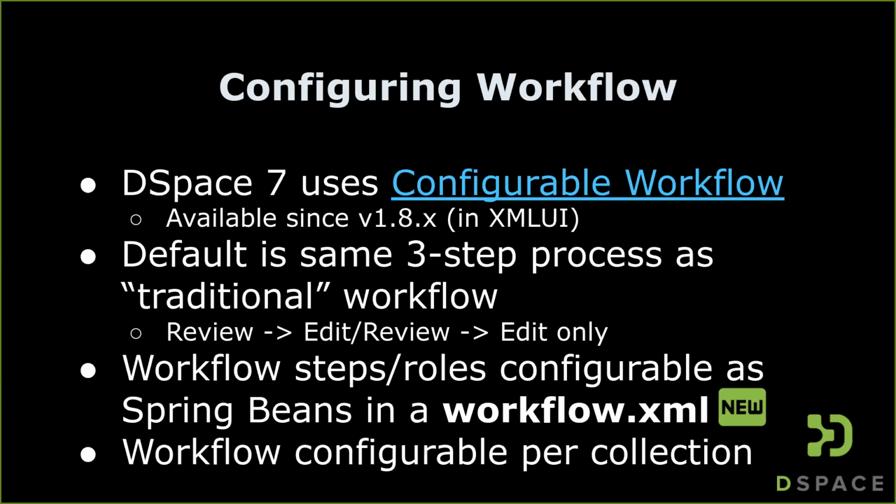And by default, it still uses that same 3-step process. So you're going to review things, then you'll have an option to edit and review it, and then the final step is edit only. But it is totally configurable how you want to structure that in a workflow.xml file. The one note here, though, is that in DSpace 7, one thing new is that the structure of this workflow XML file has changed so that things are defined as Spring Beans. They used to just be a generic format we sort of made up. There's a migration script as well available for migrating to that new structure.